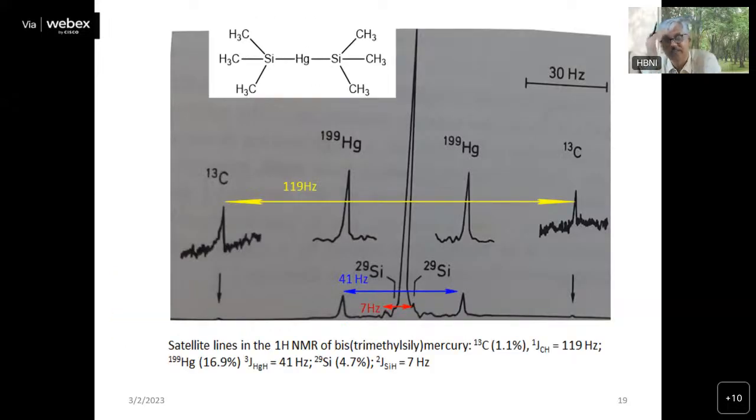So you can see this is a very interesting molecule, bis-trimethylsilyl mercury, where almost all nuclei are NMR active. The first thing is the proton abundance; we are recording the proton NMR. These protons are not coupled to any of these other nuclei.